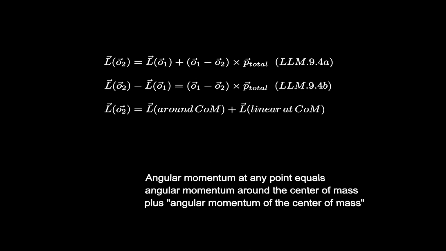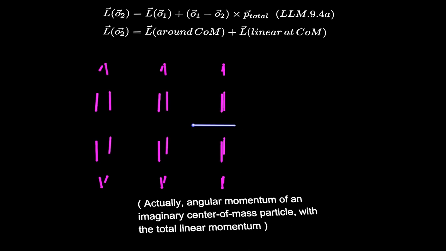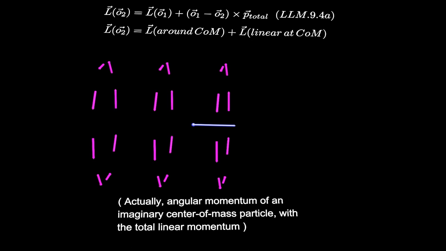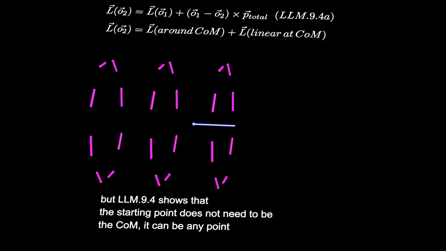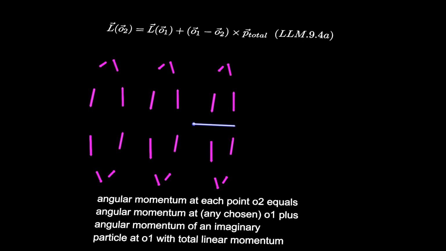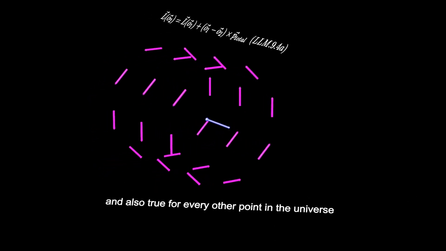Angular momentum at any point equals angular momentum around the center of mass plus angular momentum of the center of mass. Actually, angular momentum of an imaginary center of mass particle with the total linear momentum. But equation 9.4 shows that the starting point does not need to be the center of mass. It can be any point. Angular momentum at each point O2 equals angular momentum at any chosen O1 plus angular momentum of an imaginary particle at O1 with total linear momentum. So that is true for the center of mass and also true for every other point in the universe.